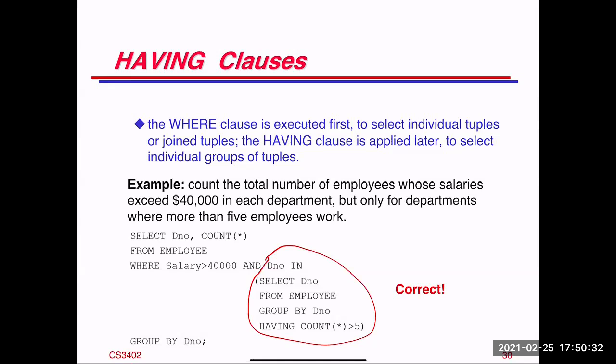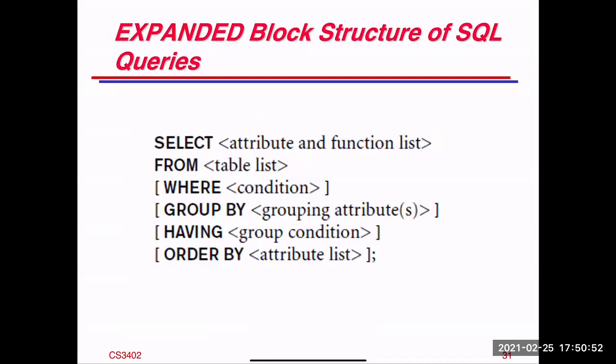Okay, so the difference is that here we are selecting from the employee table before we perform this filtering out of employees that earn more than 40,000. All right.